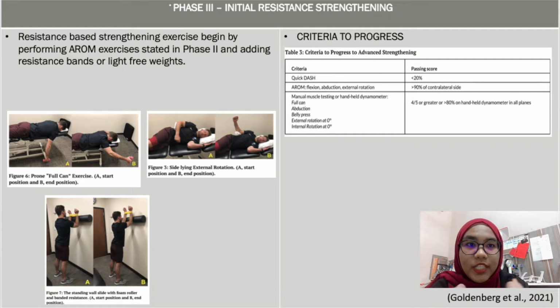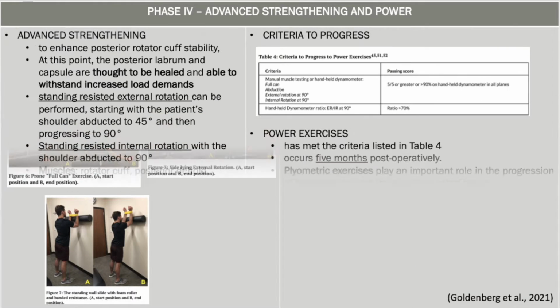The criteria that need to be achieved to progress to advanced strengthening are: DASH score must be below 20%, active range of motion of flexion, abduction, and external rotation must be almost 90% like the unaffected side, MMT must be 4 or 5 or greater, and the hand dynamometer must be more than 80%.